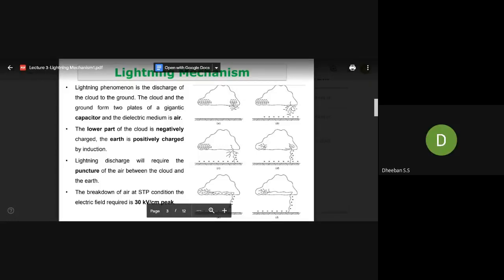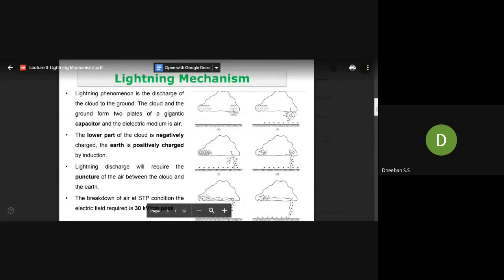Yeah, right. As per the basic principles of physics, light will always travel faster than sound. Light travels at the speed of 3 × 10^8 meters per second, which is a very high speed. So lightning will always be faster, and only after that you will hear the sound. It's a general fact, and now we'll get into the mechanism of lightning.